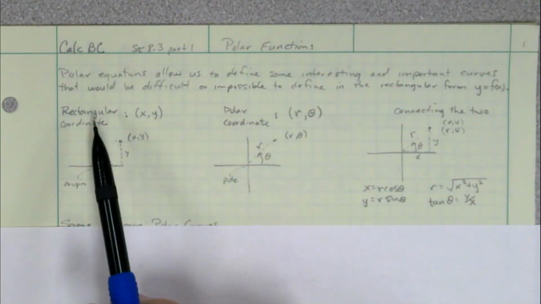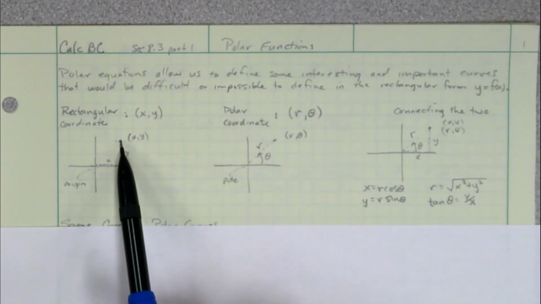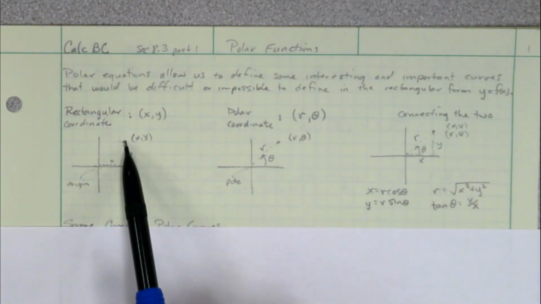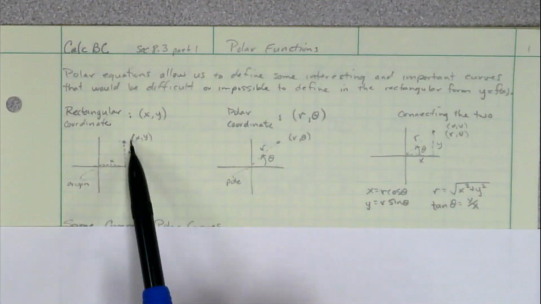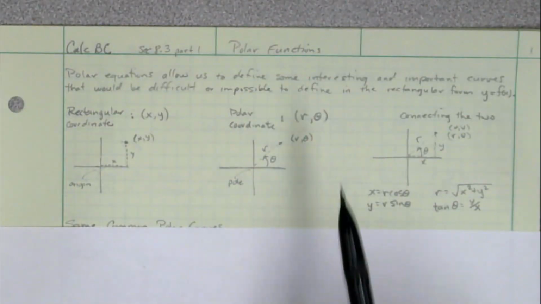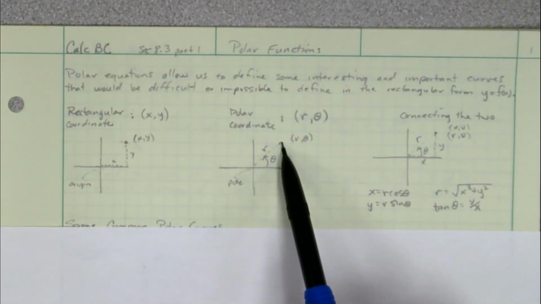In rectangular coordinates, we have an x and a y. So here's some point x, y. Here's the origin, and it just means I move over x units this way and y units that way to get to that point. Rectangular: left, right, up, down. In polar, that same point is found differently.